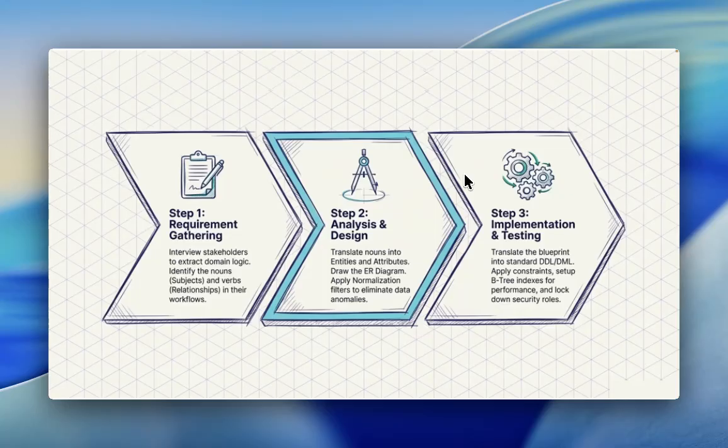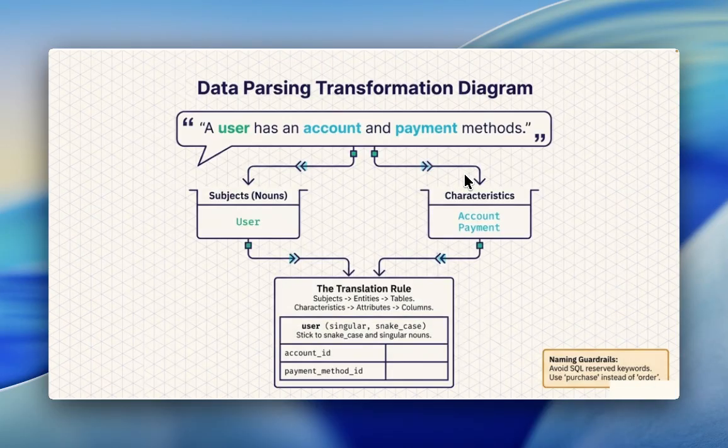Step 3. Implementation and testing. Translate the blueprint into standard DDL and DML. Apply constraints, set up B-tree indexes for performance, and lock down security roles. A data parsing transformation. A user has an account and a payment method. The subjects are nouns, the characteristics are the account and payment.